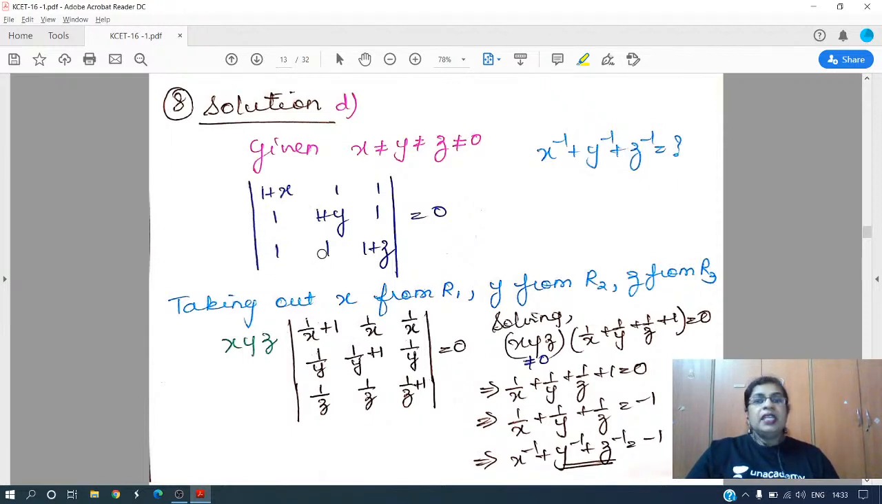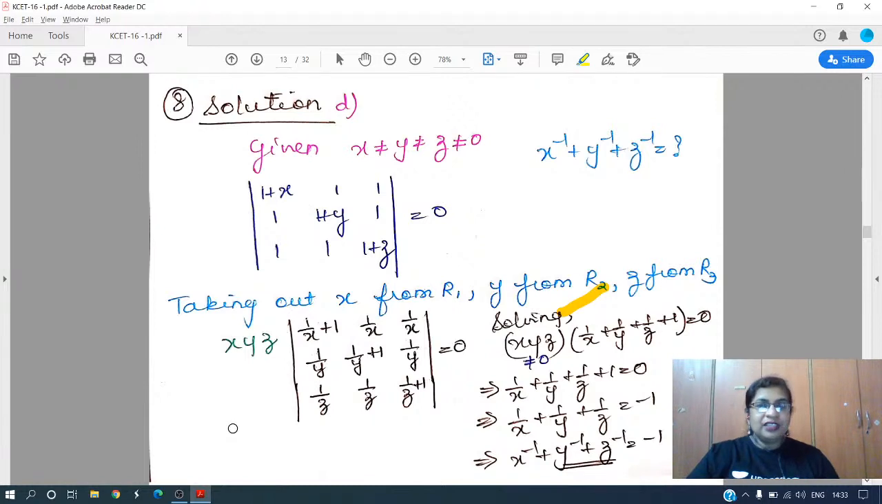1 by z. Here 1 by z plus z by z, which is 1, is equal to 0. Now you can see first row, second row, third row. So I've written here solving. That is nothing but adding all the 3 rows.